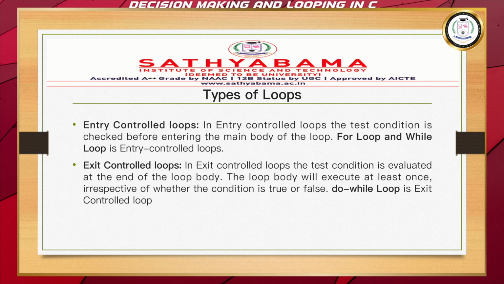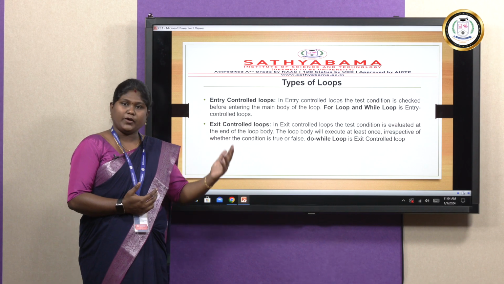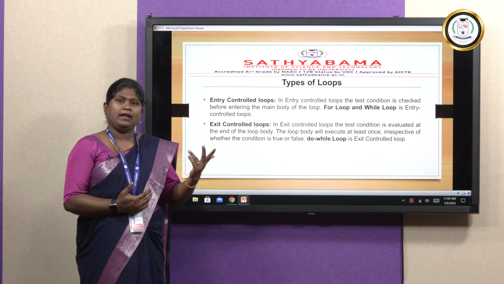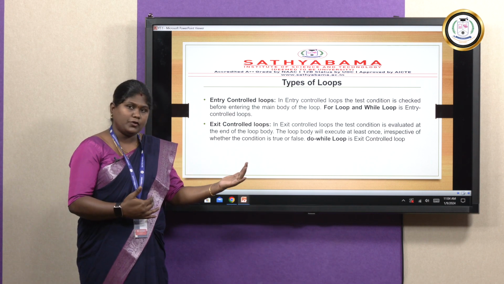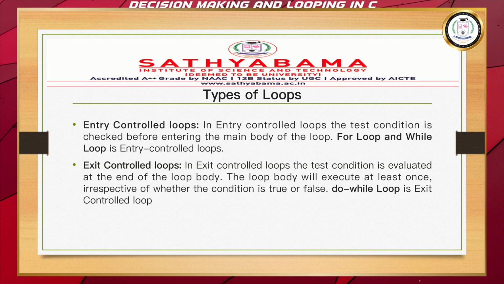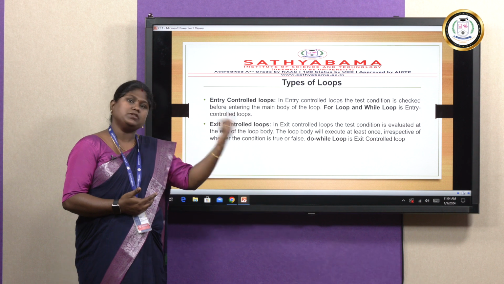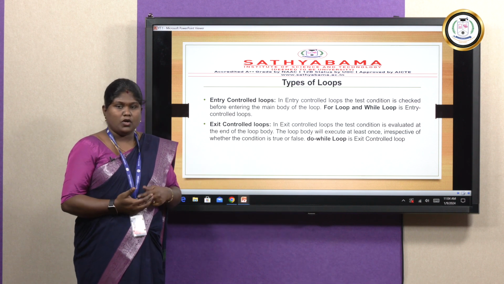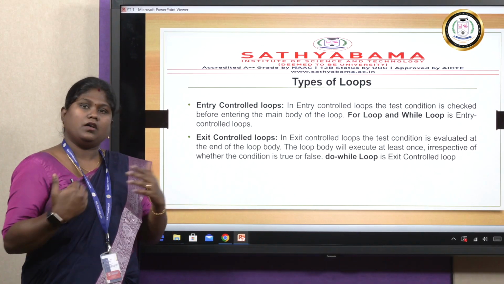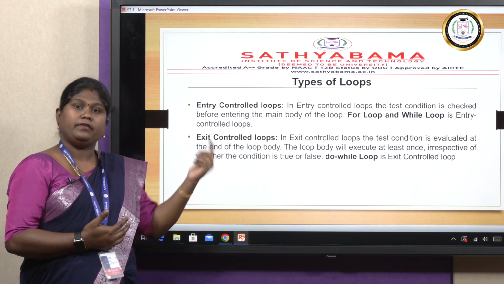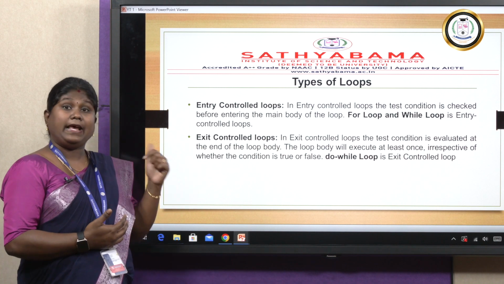Entry control loop is like going to a home where there is a gate and a security guard asks who you are. You are checked at the entrance itself before entering the house. Whereas in exit control, there is no security guard and you move into the house, and the people inside the house may inquire you. That is exit control: you have crossed the gate, gone into the house, and there you are checked.